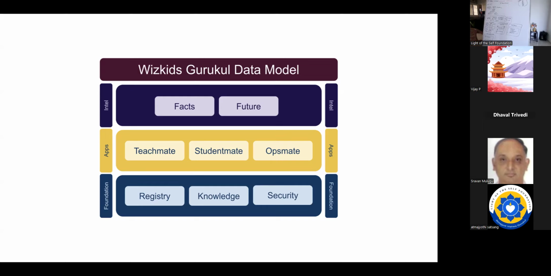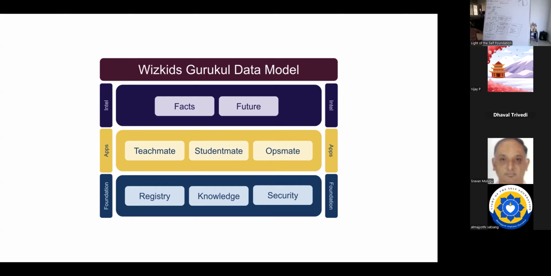As we go further, if any other things have to be added, we will. For today, because our focus is on these 3 apps, I'm just restricting there. Then in the app layer, you find teachmate, studentmate, opsmate. We will have to have certain data related to these 3. I will show you one Excel now. You will understand it better.